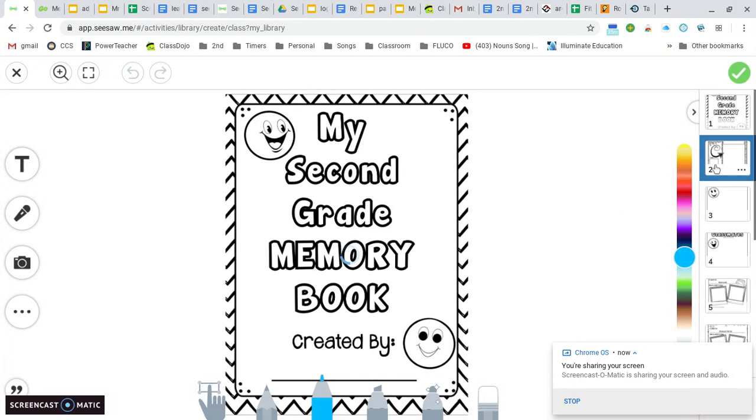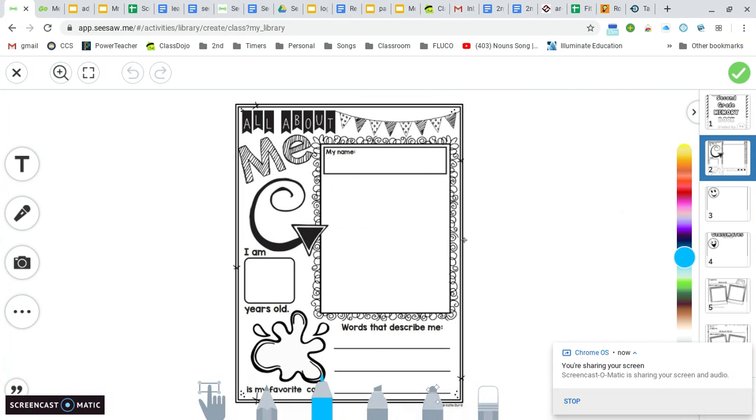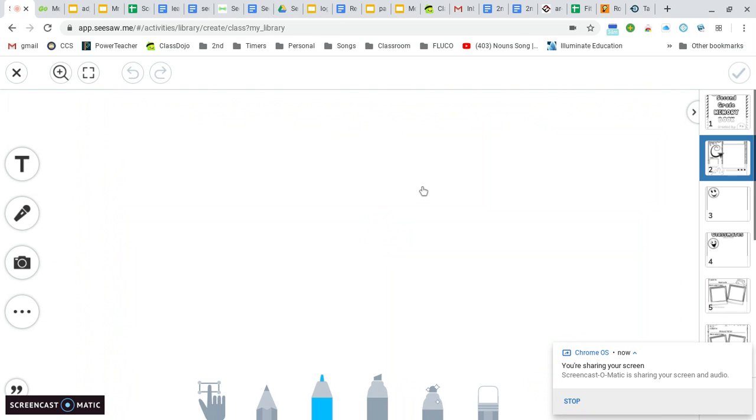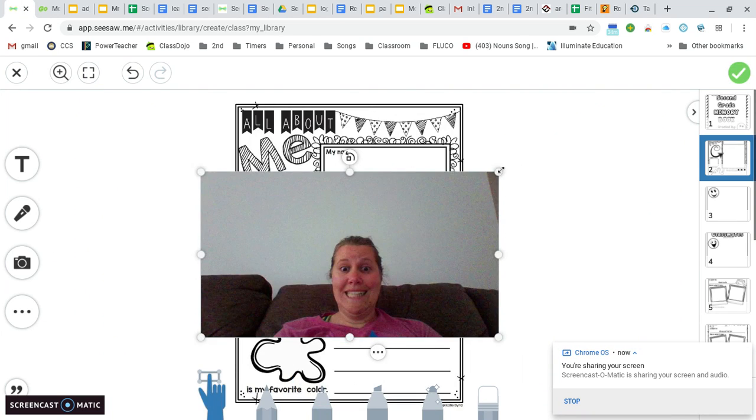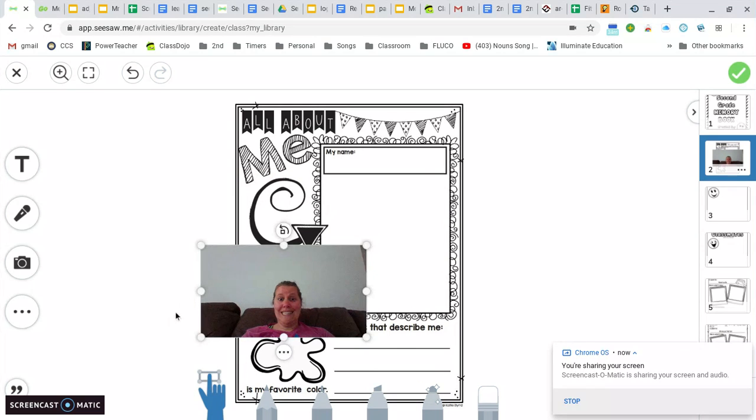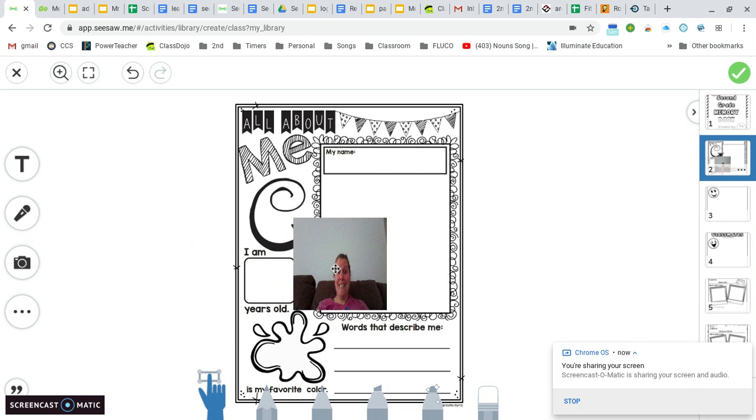Throughout the slides, you will notice there are different things you can do. This is a focus all about you, how old you were when the school year ended, what your favorite color was at the time, words that describe you. You can use these pencil functions, you can use the typing function, you can even take your own picture and insert it into your picture box here. This is Mrs. Scott, that's a picture of me.